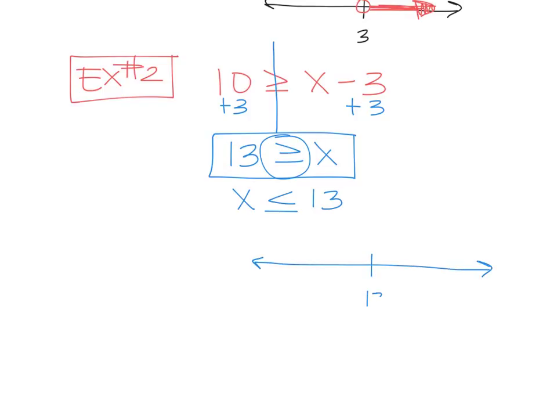You put a 13 here. Is it open or closed? Closed dot. And what direction am I shading? To the left. To the left, right? This arrow points to the left.